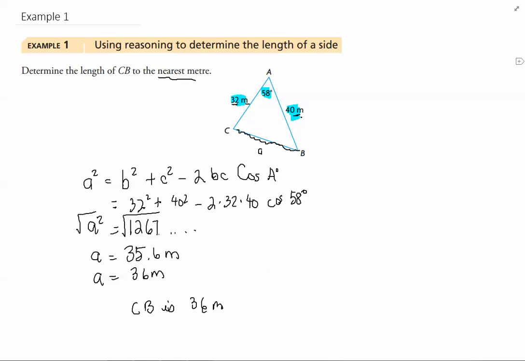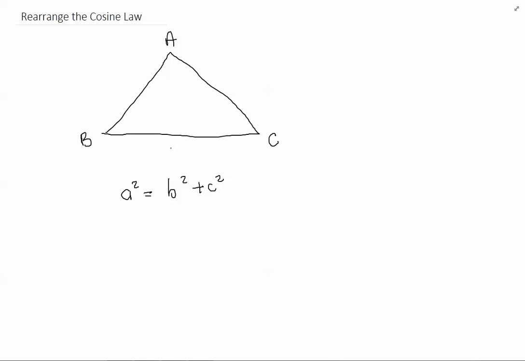Let's look at a rearrangement of the cosine law. Now, if we draw a triangle, we have A, B, C, and let's just work with a squared. So we'll do a squared is equal to b squared plus c squared. So a, and we have c here and b here. Now the c and b, they're interchangeable. Doesn't matter the order. Minus 2 times bc times the cosine of angle A.